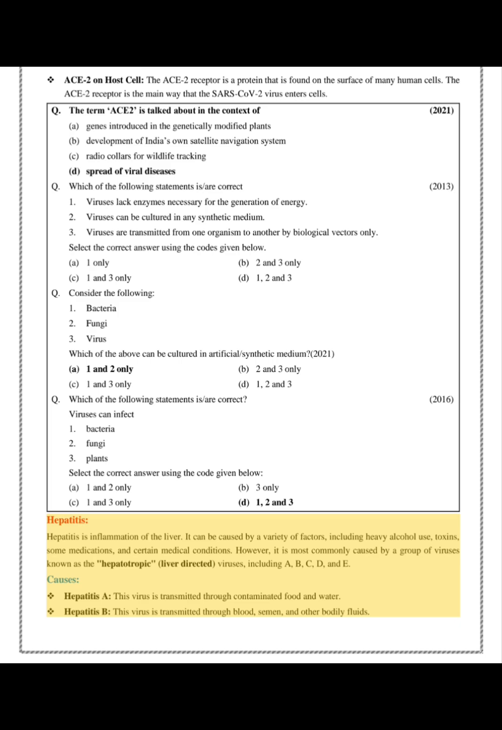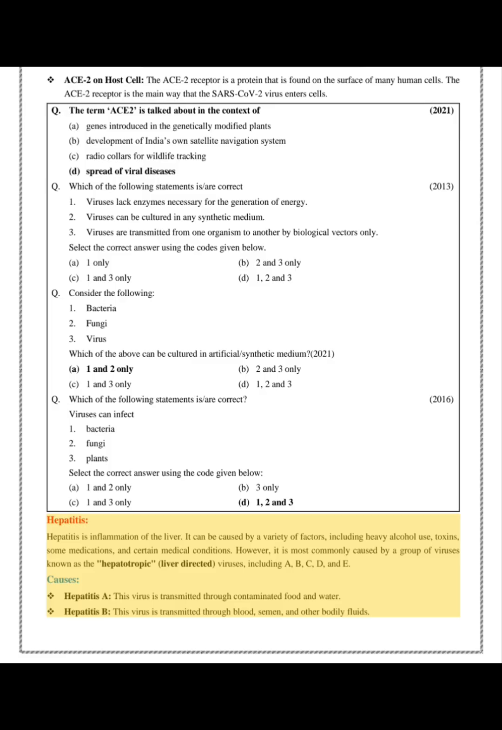Hepatitis. Hepatitis is inflammation of the liver. It can be caused by a variety of factors, including heavy alcohol use, toxins, some medications, and certain medical conditions. However, it is most commonly caused by a group of viruses known as the hepatotropic, liver-directed viruses, including A, B, C, D, and E.